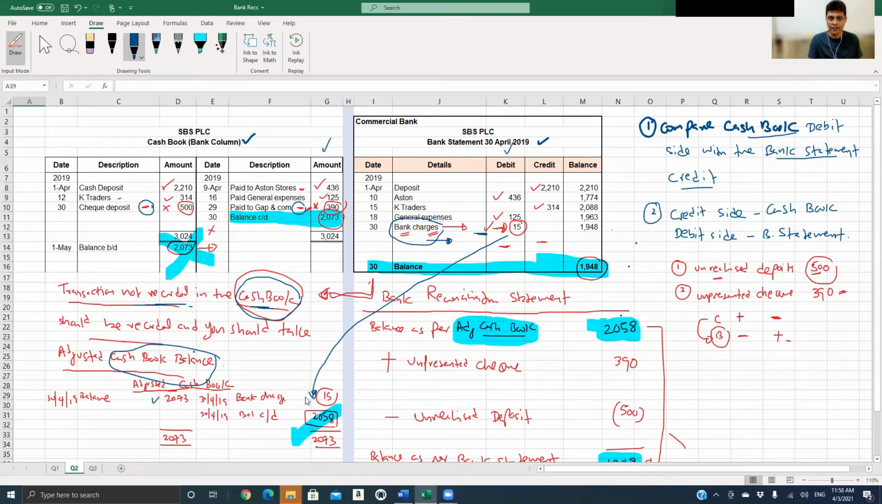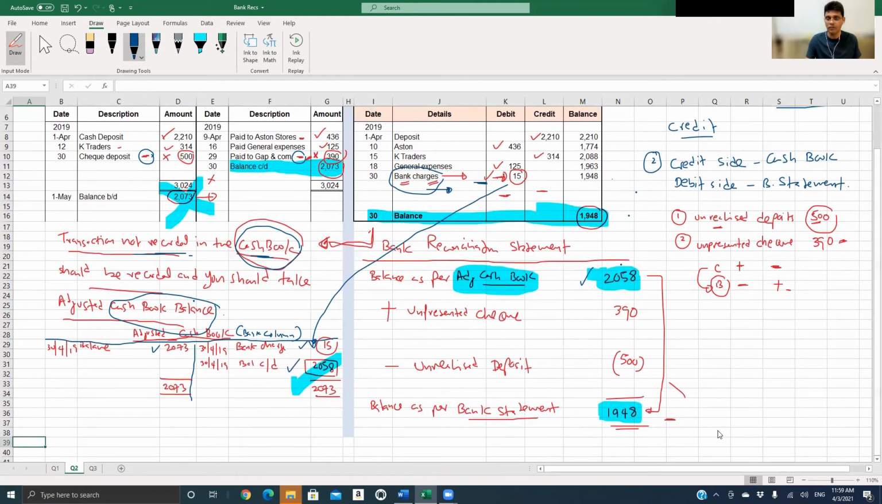How do you pass an entry? You credit your cash book. In fact, this is your T account. You credit your cash book bank column, and debit your bank charges account. Then you arrive at the adjusted cash book balance, right? Then from the adjusted cash book balance, you need to arrive at the bank statement balance of 1948.